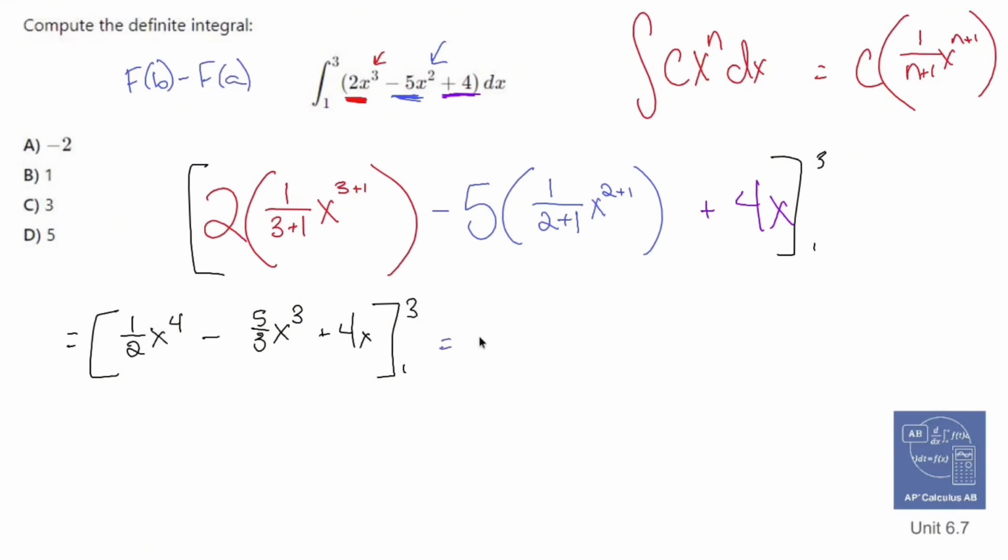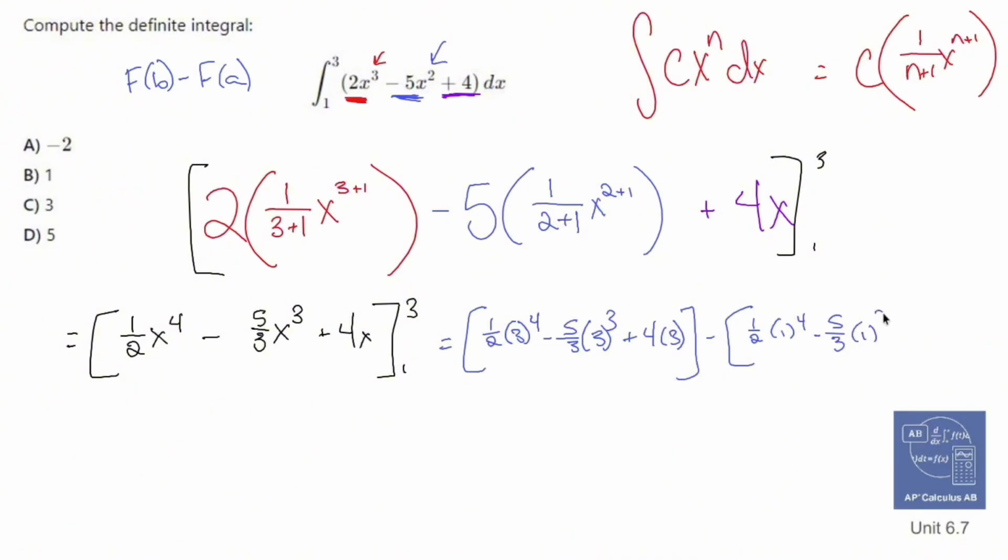So I'm going to plug in 3, so 1/2, 3 to the 4th, minus 5/3, 3 cubed plus 4 times 3. Then we're going to do the same thing, minus, do the same thing, plug in 1. So 1/2, 1 to the 4th, minus 5/3, 1 to the third, plus 4 times 1.